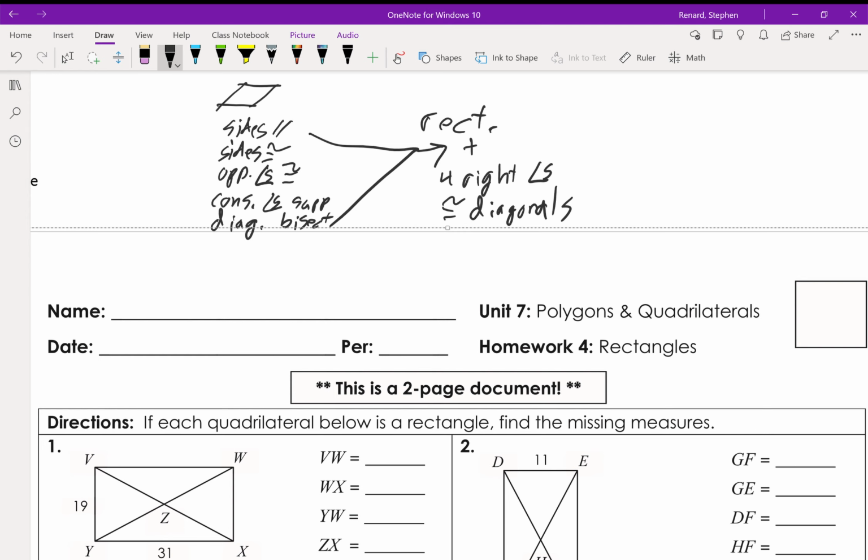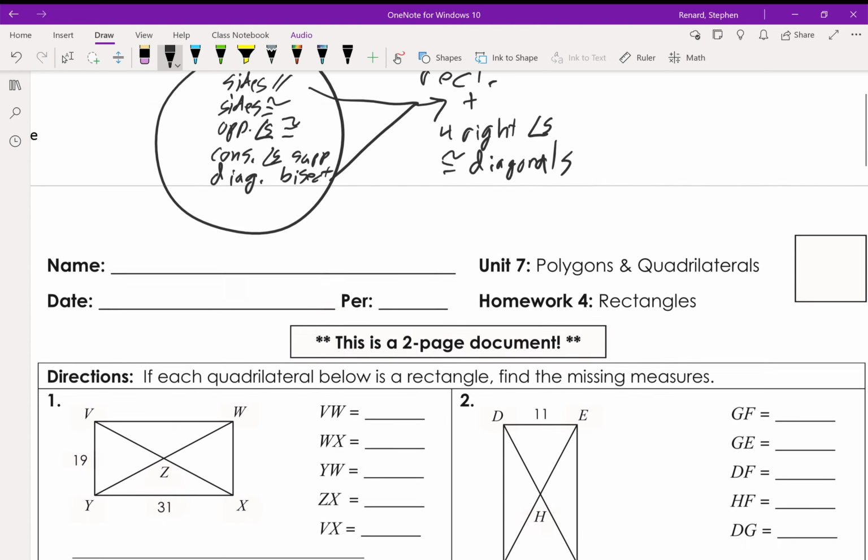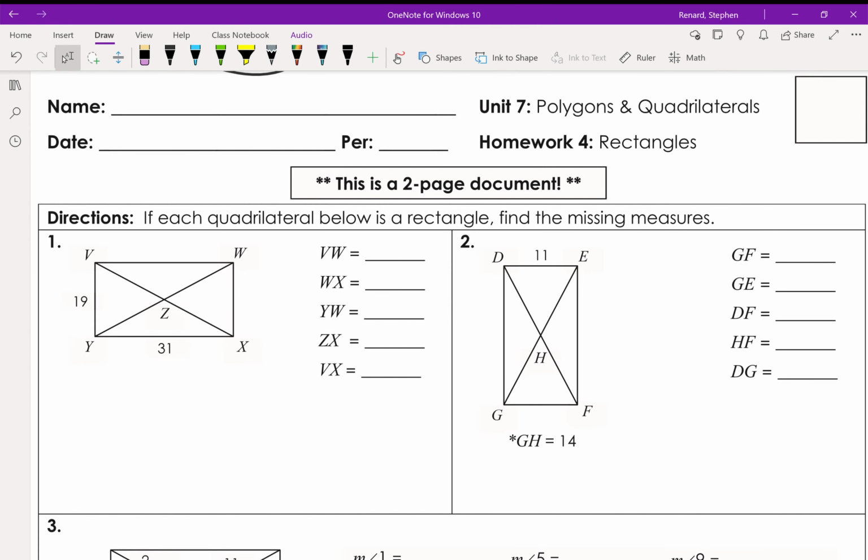Rectangles. All these right here are properties of parallelograms. We add to those. Rectangles have all of those properties, plus 4 right angles and congruent diagonals. So on the first one, we're going to use those properties, specifically the opposite angles, congruent diagonals, and the bisecting diagonals, in order to figure all these out.